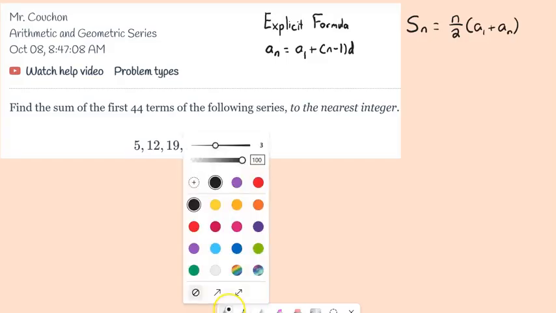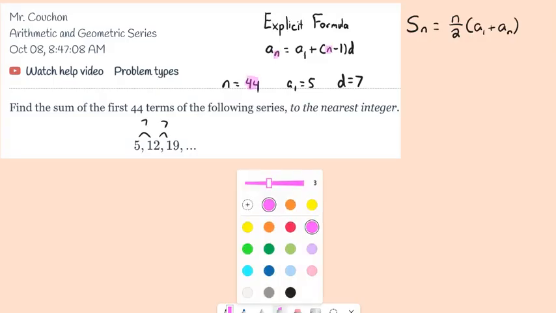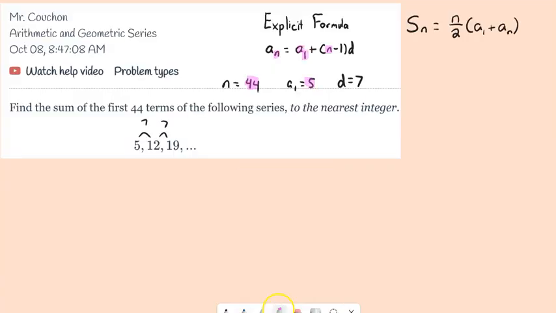The explicit formula, the n value is the number of terms, which they tell us is 44. The a sub 1 value is going to be 5. And the common difference, let's see, 5, that's 7, that's 7. Okay, so the common difference is 7. All right, so now we're ready to plug all of these players right into the formula here. So we get that 44 there as well. The a sub 1 is 5.